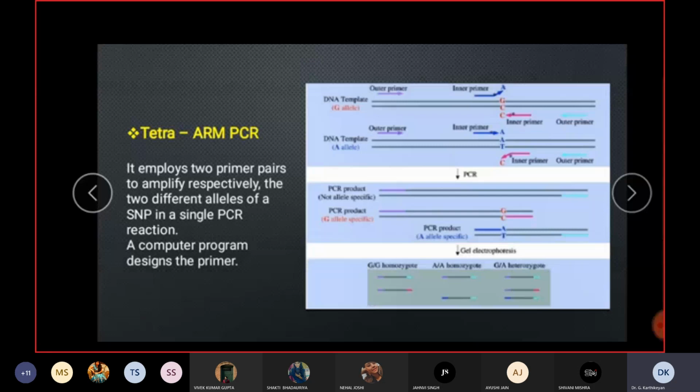In this, two primer pairs amplify two specific segments with a mismatch at the 3' end of the internal primer. The outer forward and outer reverse primers are identical and complementary to the template. One inner forward and inner reverse primer determines the allele's specificity.